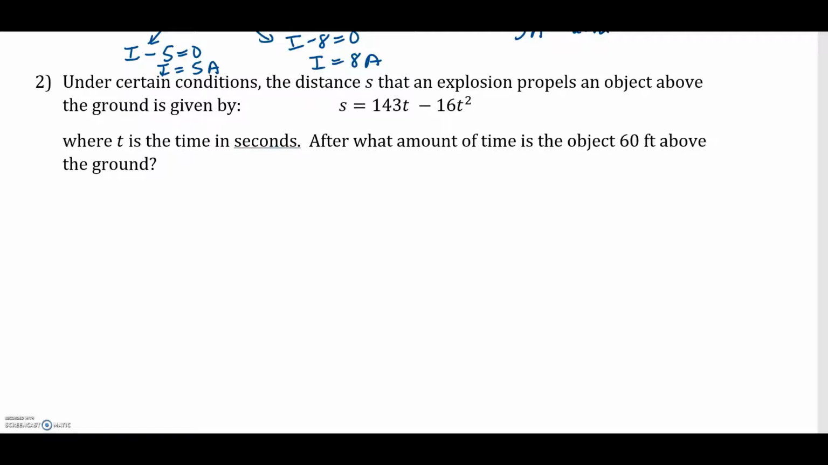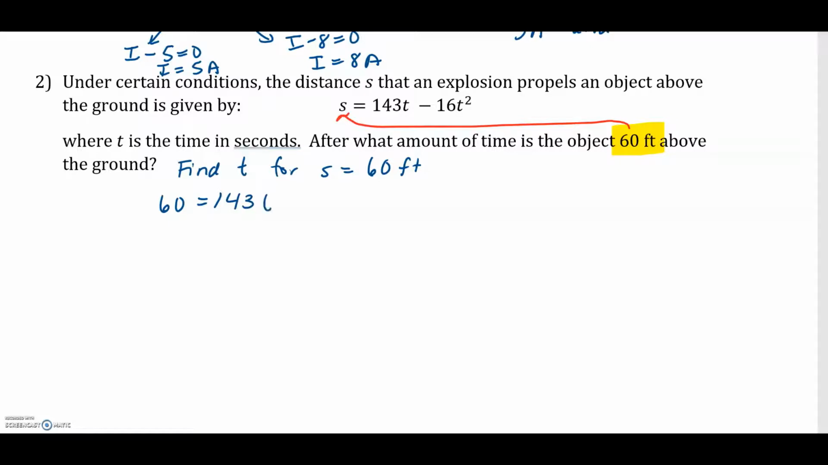The key part of this question is the fact that we're asked to find the amount of time, so t, when the object is 60 feet above the ground. And that quantity represents the variable s. Therefore, we can write this problem as: find variable t for s is equal to 60 feet. Subbing in that value, we get 60 is equal to 143t minus 16t squared.